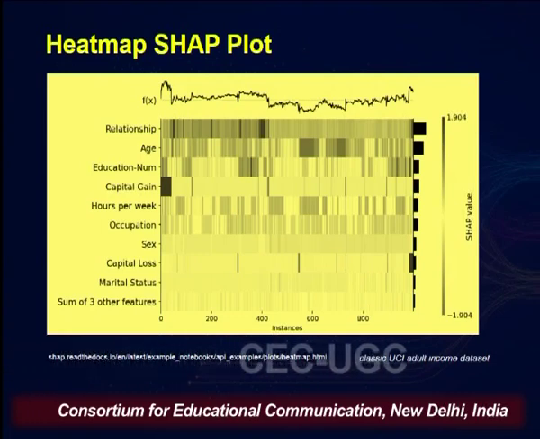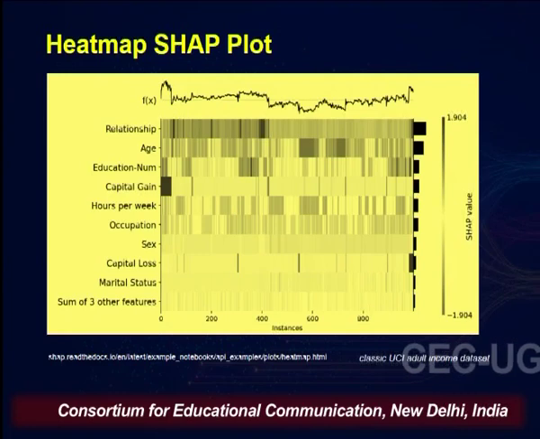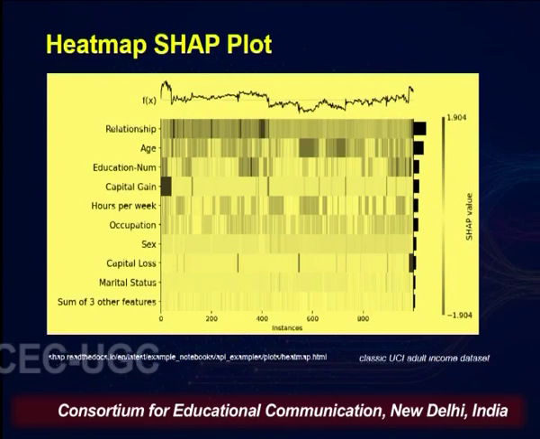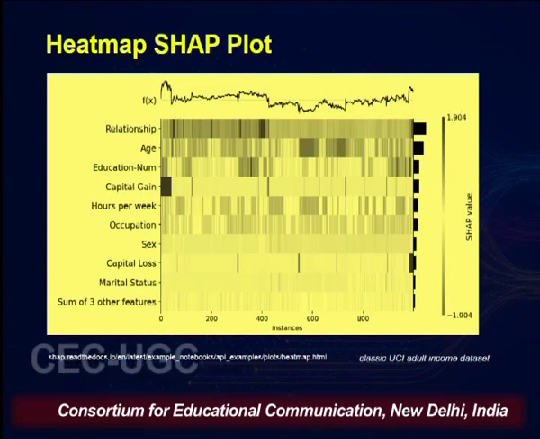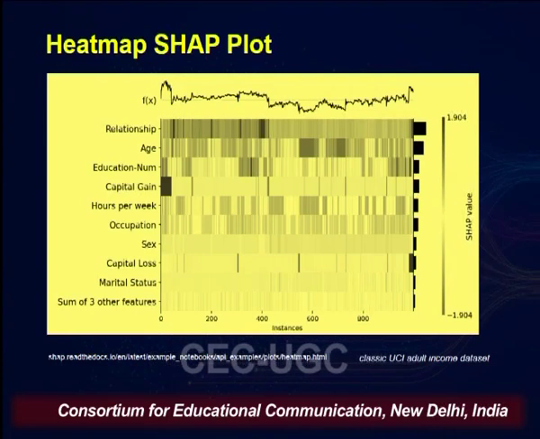Another one is the heat map SHAP plot. This is also a summary SHAP plot, belonging to the summary category. For this particular plot, the data set is a little bit different. The data set describes the income of people. There are different features that may drive towards a higher income or a lower income.